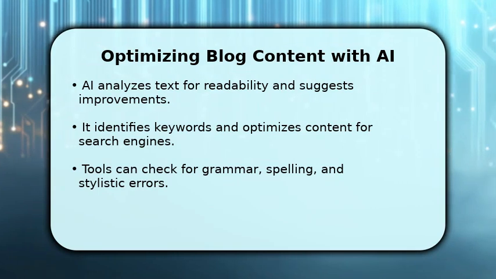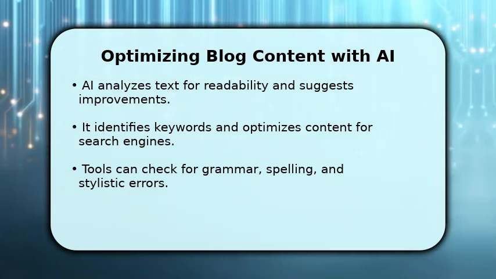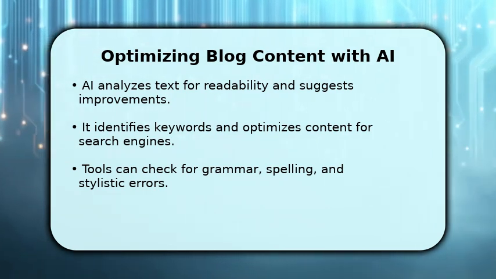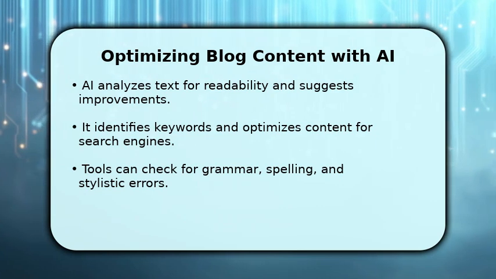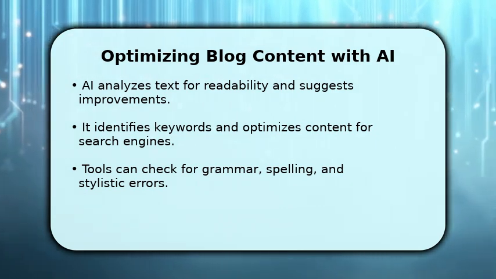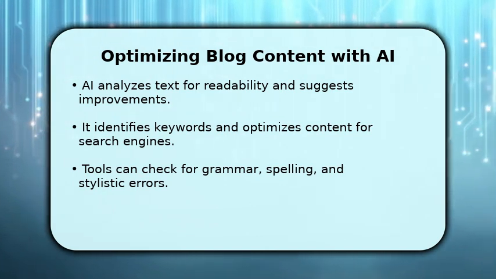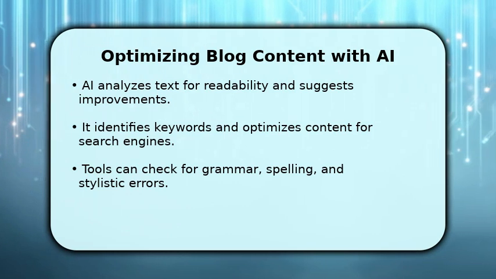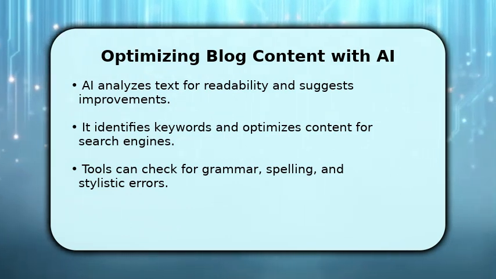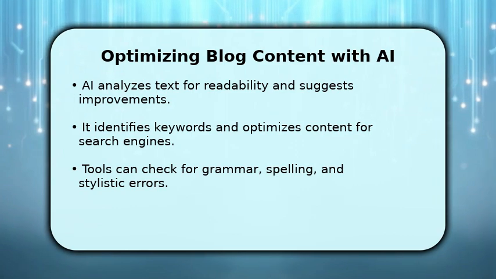AI tools can analyze your text for readability, suggesting improvements to make it more accessible to your audience. They are excellent at identifying relevant keywords and optimizing your content for search engines, potentially increasing organic traffic by 20% or more. Additionally, AI can meticulously check for grammar, spelling, and stylistic errors, ensuring a polished final product. It also helps personalize content for various audience segments, enhancing engagement.